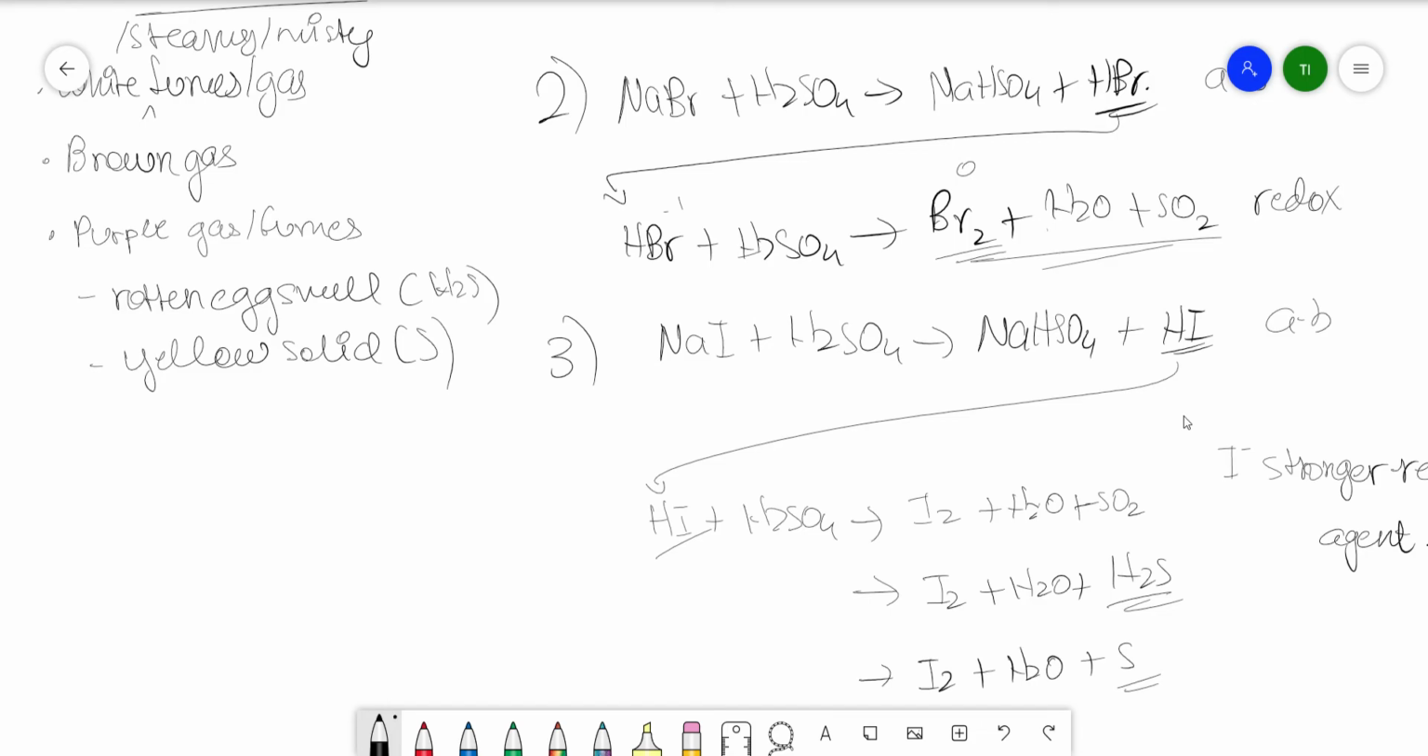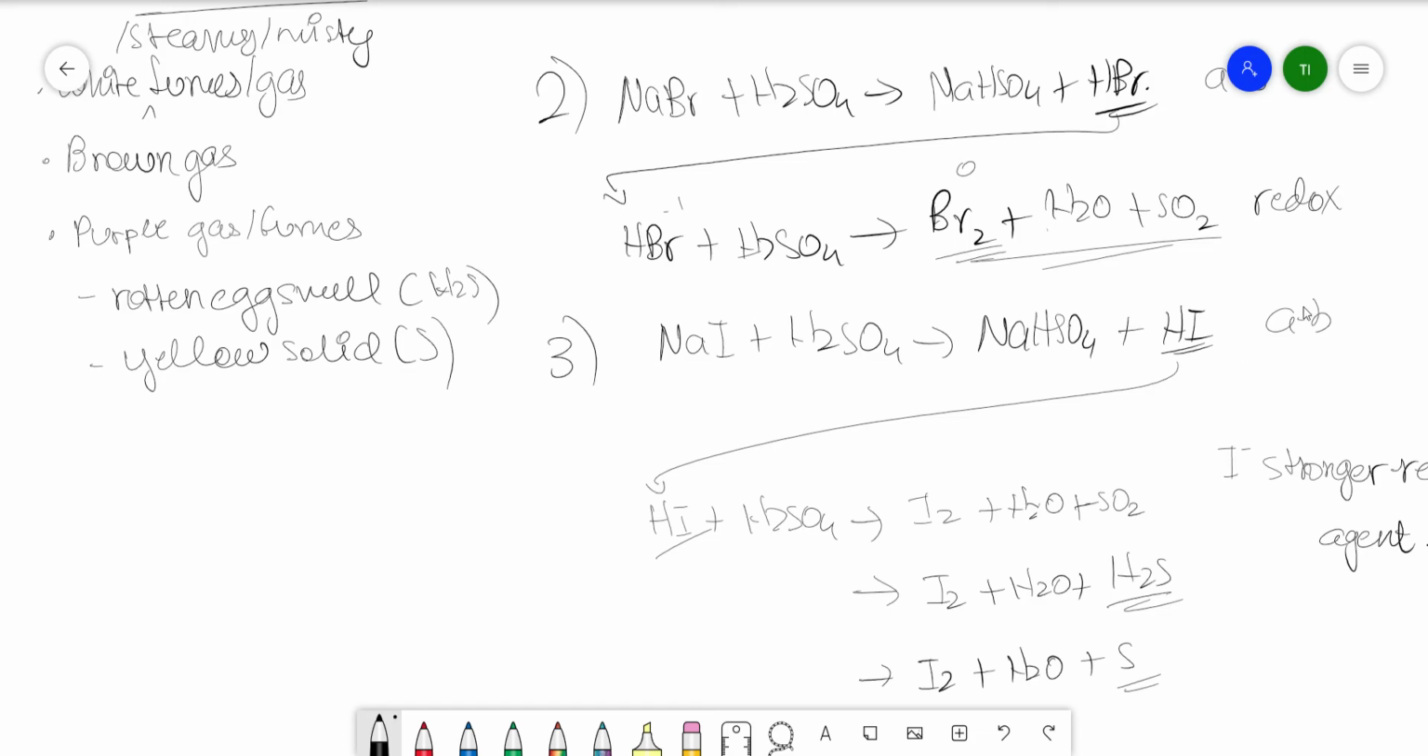I didn't make it specific, but these are the characteristic observations that you must know in case it is asked. They can twist the ways they ask the questions, but you must know what is characteristic for each of these reactions. And this is the most important part of the group 17 lesson. I suggest you note this down somewhere.